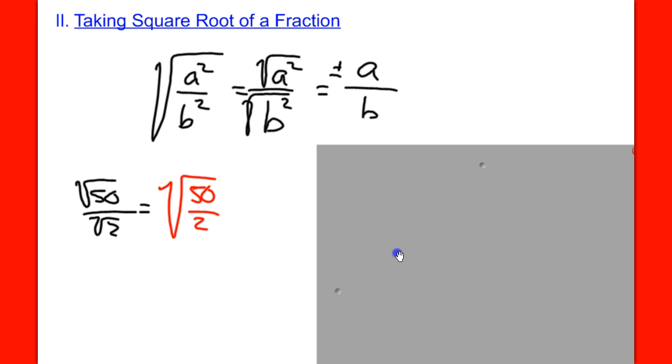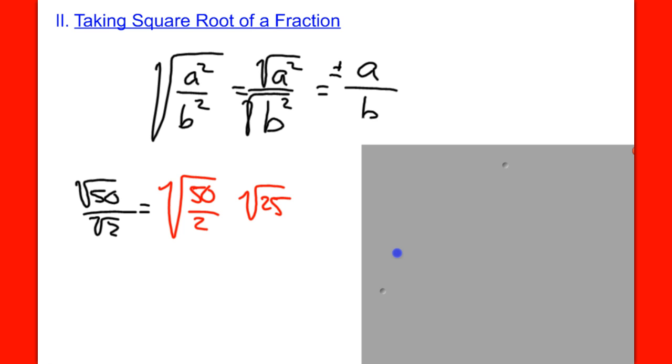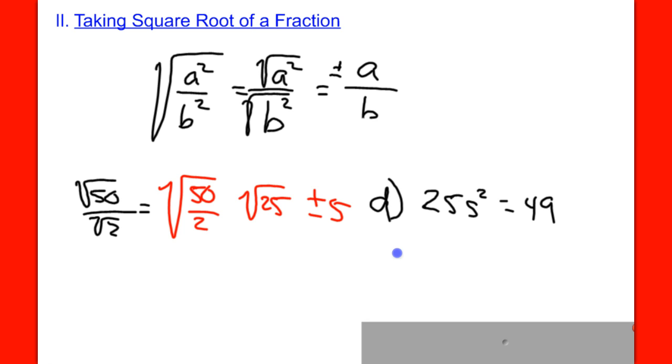So what is 50 divided by 2? You got it. 25. And is that a perfect square? Yep. So the square root of 25 is plus or minus 5. So that's a cool way to use your knowledge of fractions with square roots, right?